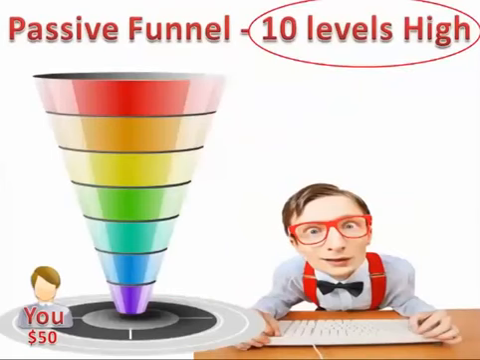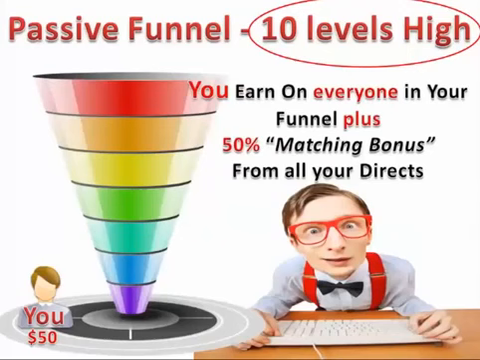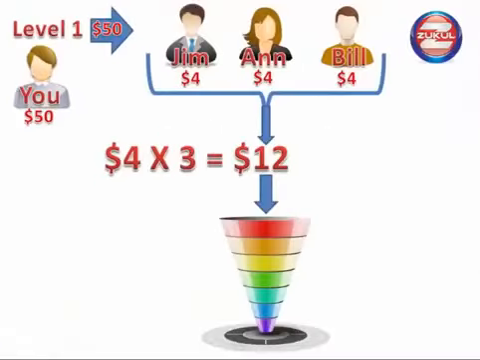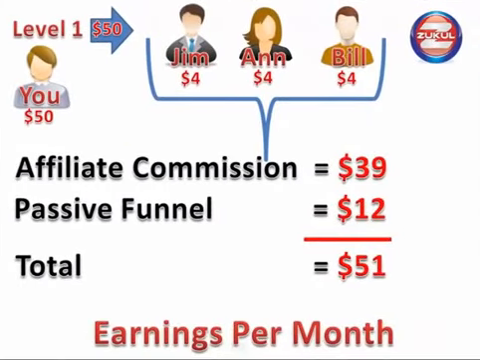Our passive funnel goes 10 levels high with you being right at the bottom. And as people start to come into your funnel, you will start to earn commissions on everybody in your funnel, whether you've invited them or whether somebody else has invited them to come into the Zukul business. And you will also earn 50% matching bonus commissions on every direct that you bring into the funnel. Now remember Jim, Anne and Bill, the affiliate payment that you earned was $13 from each of them. Well, you also earn $4 as well each month through the passive funnel, giving you a total of $12 just from Jim, Anne and Bill. So if we add those sums up, that gives you $51 per month just from those 3 people. So you're now in profit and you get paid this every single month.